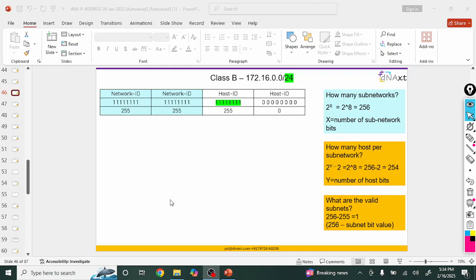Welcome to DNAXT. We are discussing class B subnetting, and in this video we'll be discussing slash 24. So slash 24 means there are 24 bits that are of your network. Out of 32 bits, 24 bits are of the network and the 8 bits are of your host.